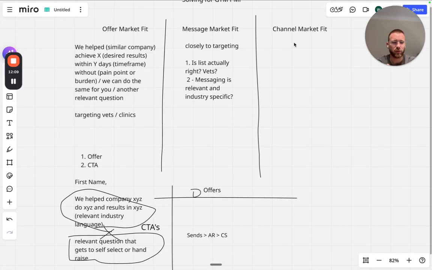Channel market fit is exactly what it sounds like. For some offers and some messaging, different channels are going to work better.